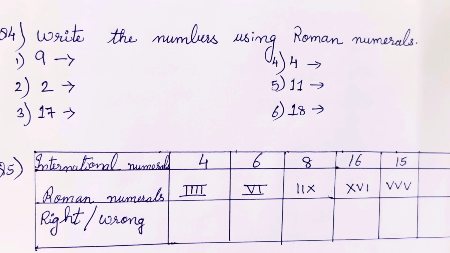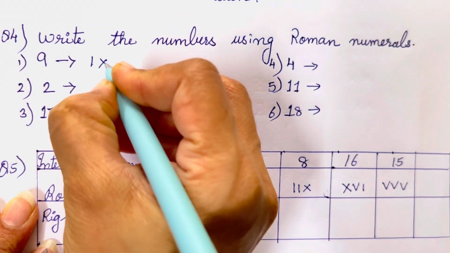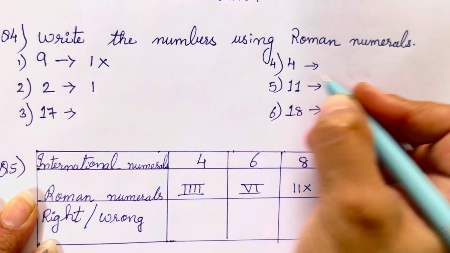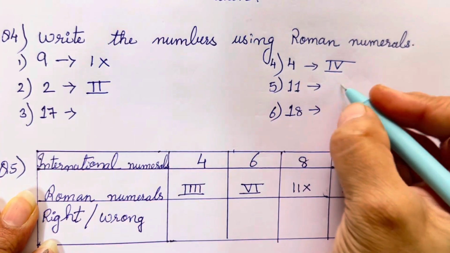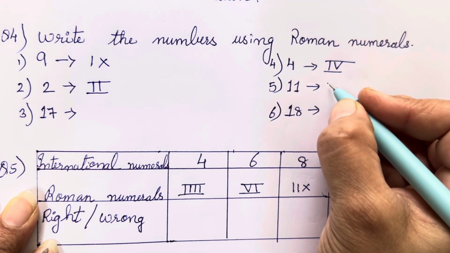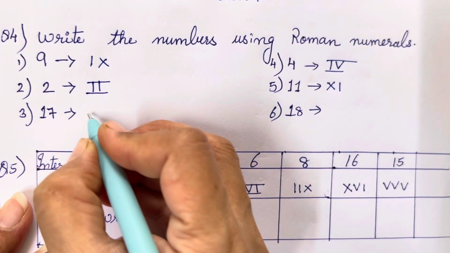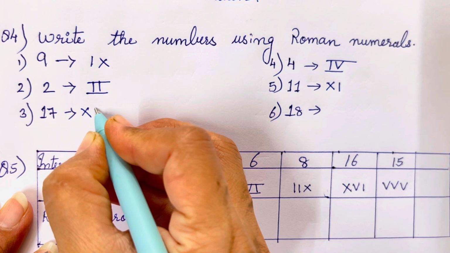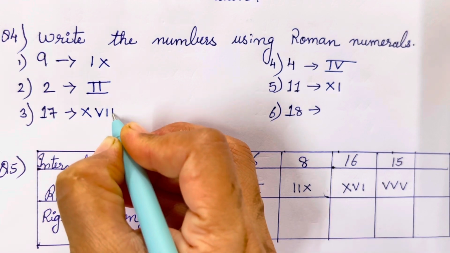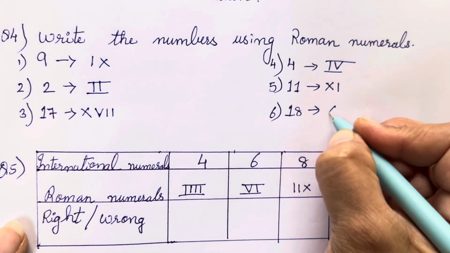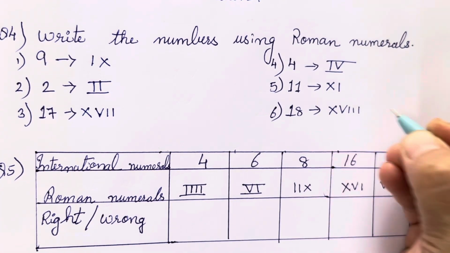Now the next question is: write the numbers using Roman numerals. Now international numbers have been given, you have to write the Roman numbers. That means 9, we all know how to write 9. 4 is over here, so I will write 4. Then comes 2, then comes 11. Now be careful over here for writing 11, 10 plus 1. So 10 and then 1. For 17, 10 plus 7. So how 7 has been written, you have to understand. Okay, so 5, 6, 7. For 18, 10 plus 5, plus 3.